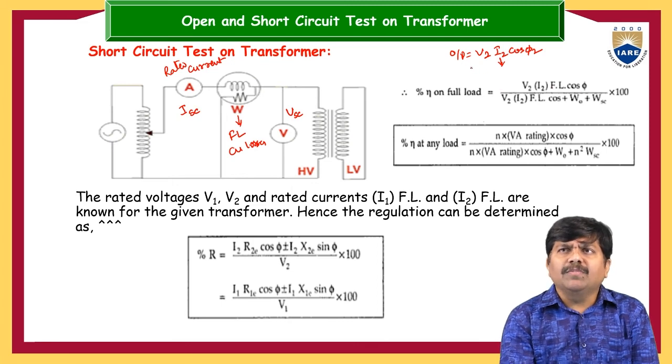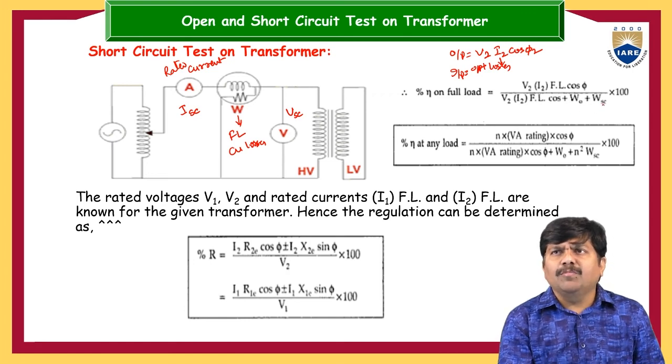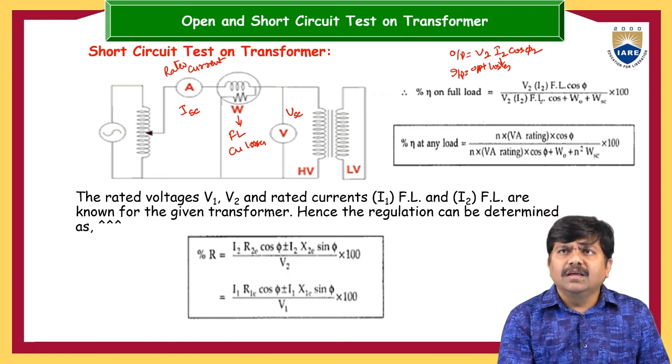Input is nothing but output plus losses. So output is V2 I2 cos φ, plus losses, which are the no load losses and full load losses. W0 is the no load loss, and the short circuit WS is the copper loss. This is the formula we are going to use to calculate the efficiency at any load.